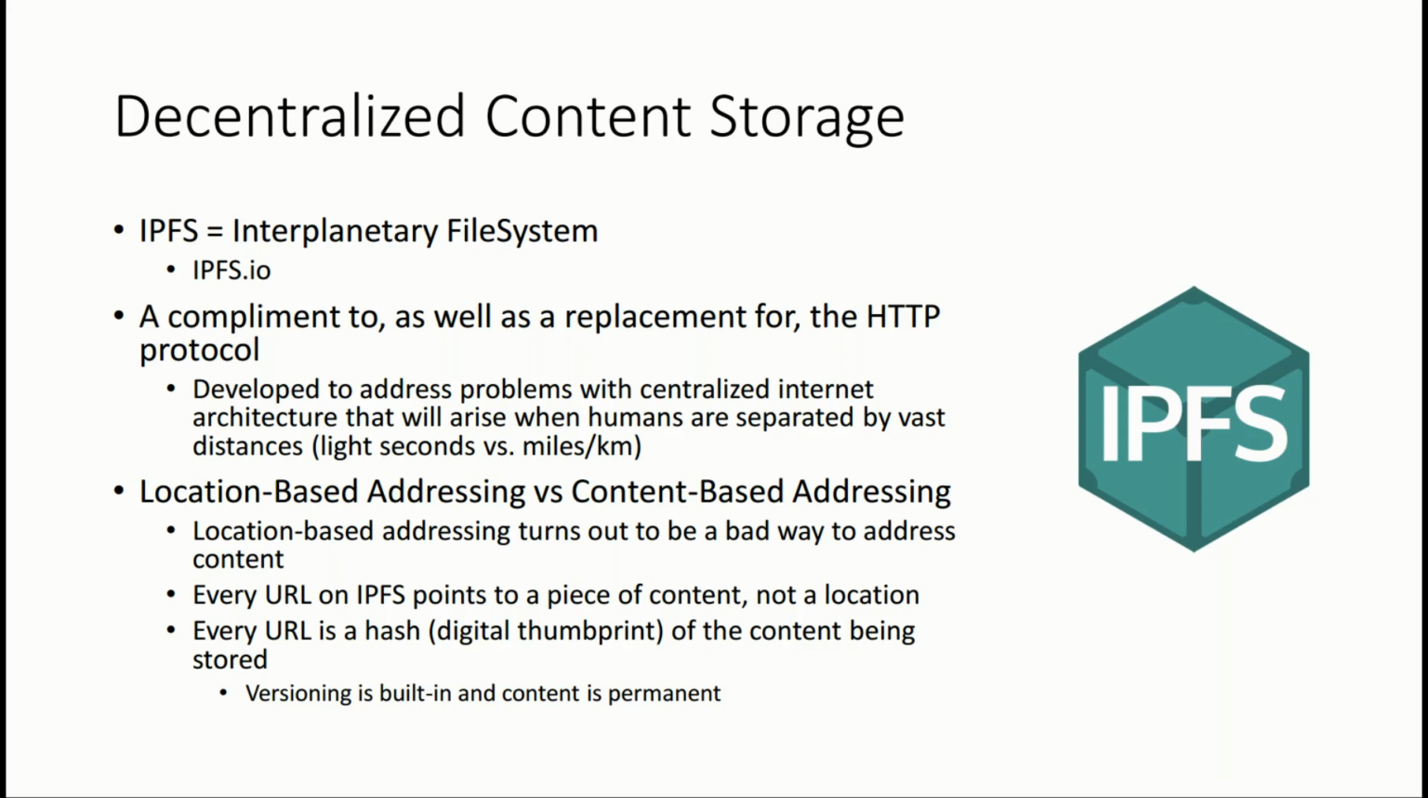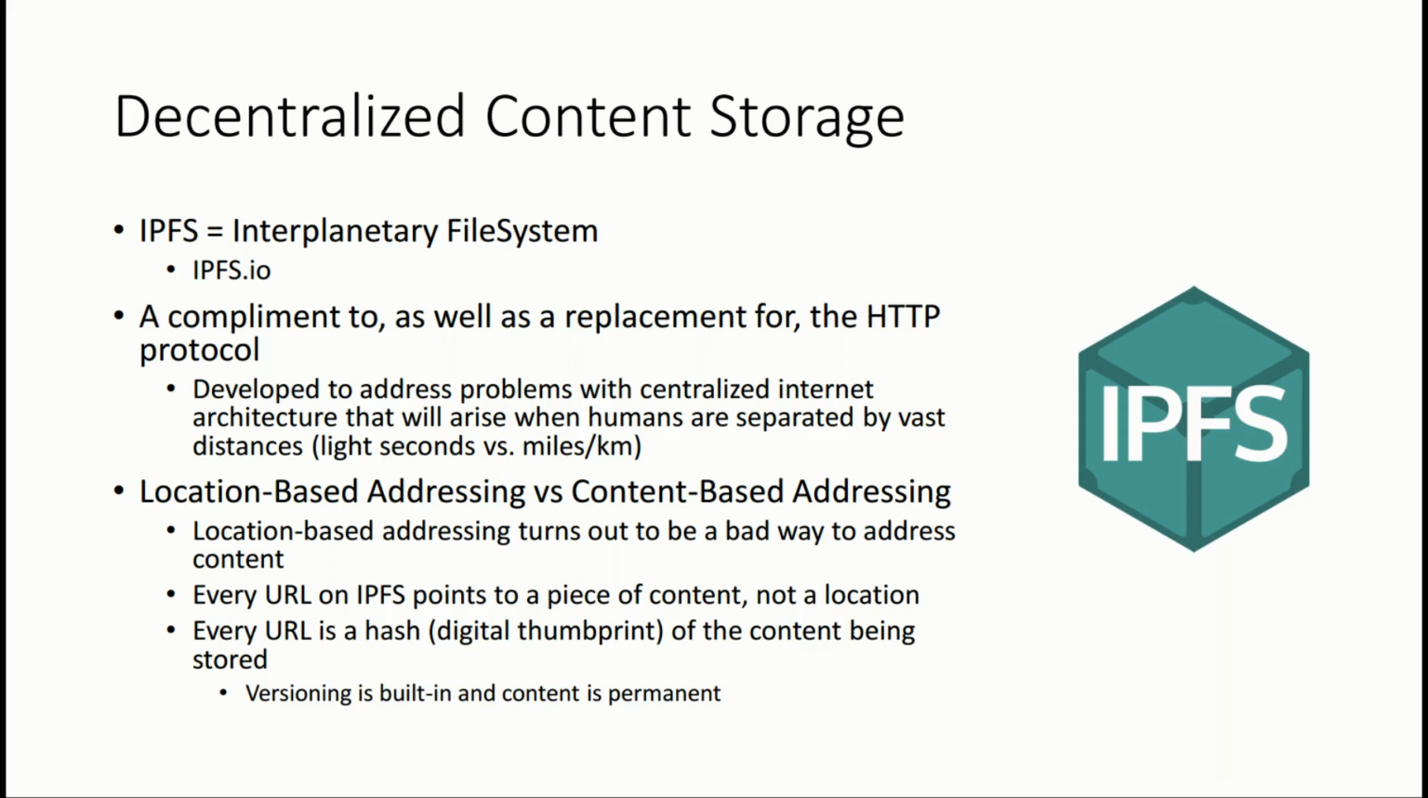And this decentralized internet has the promise to really speed things up, to make the internet workable when human beings are separated by great distances. One of the other great pieces of using content-based addressing, every URL in IPFS is a hash, or the digital thumbprint of the piece of content being stored.